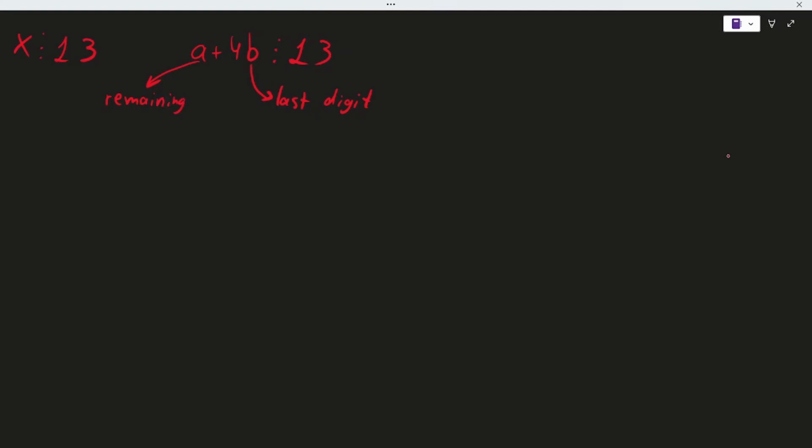And how can we check this? The original number can be written as 10 times a plus b, and we want to show that this is equivalent to 0 mod 13 if and only if a plus 4b is also a multiple of 13.